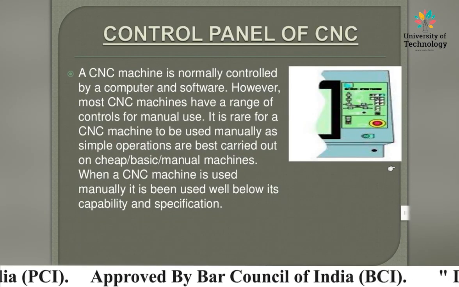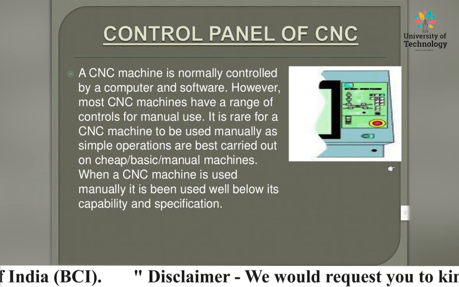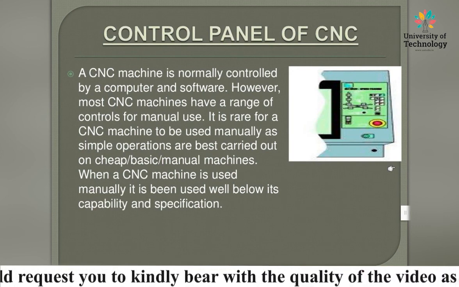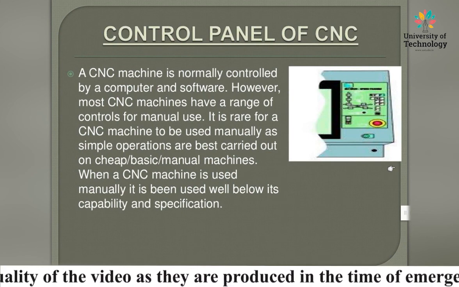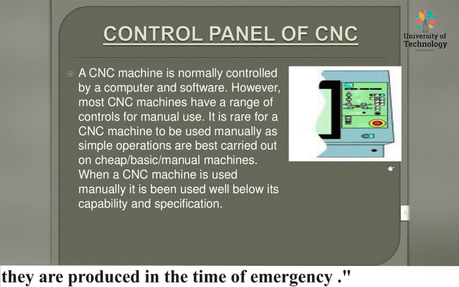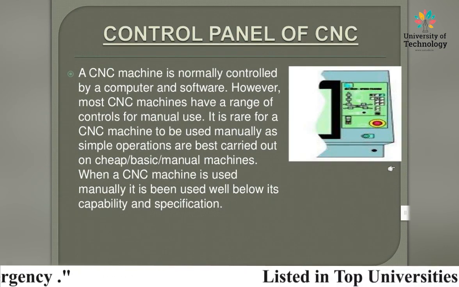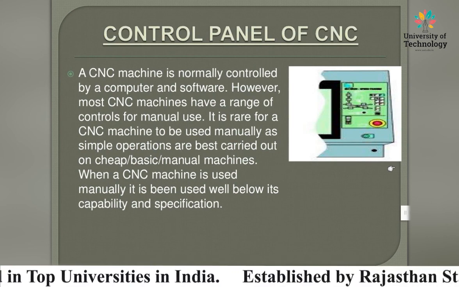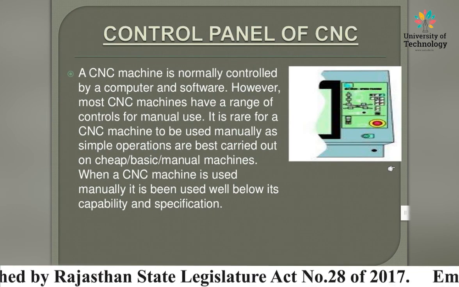Control panel of the CNC. A CNC machine is normally controlled by a computer and software. However, most CNC machines have a range of controls for manual use. It is rare for a CNC machine to be used manually, as simple operations are best carried out on cheap, basic, manual machines. When a CNC machine is used manually, it is being used well below capacity and specifications.